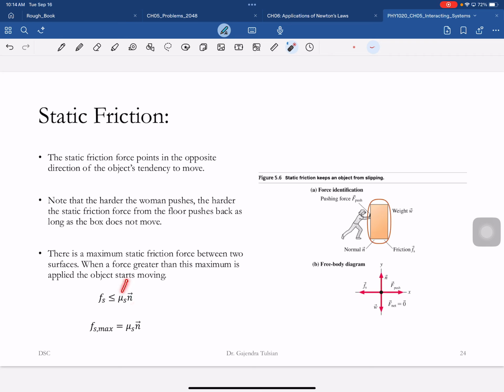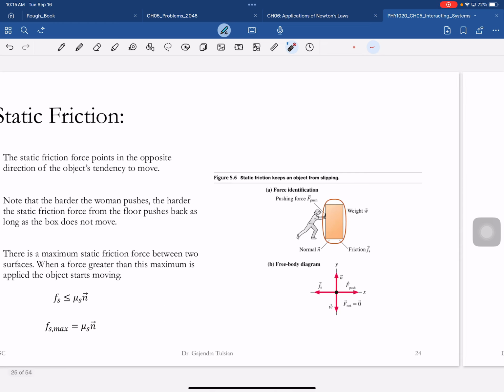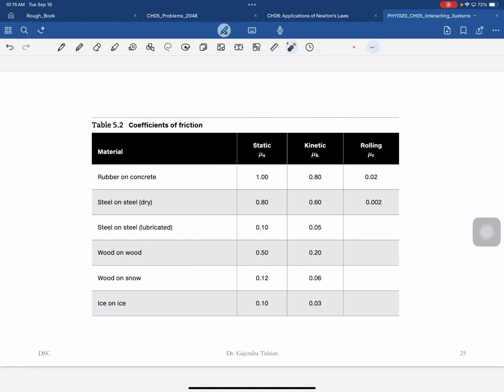This is called the coefficient of friction, static friction, and that tells you how sticky the two surfaces are. And the normal force is, if an object is just sitting on the floor, the normal force is equal to its weight. But if you push down on the object, then the normal force will become bigger. So the maximum static friction force is just equal to mu s times the normal force. So there is a maximum static friction force between two surfaces, and it is given by that formula. If you apply a force greater than the maximum static friction force, then it'll start moving.